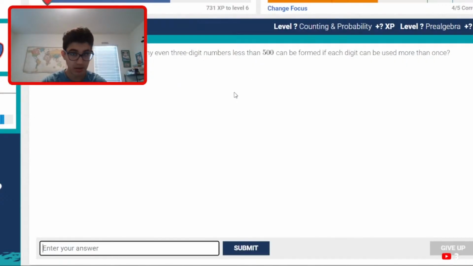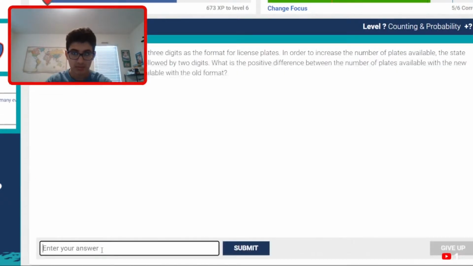So now we'll just look at counting independent events. Using the digits 1, 2, 3, 4, 5, how many even three-digit numbers less than 500 can be formed if each digit can be used more than once? So they have to be less than 500. So the first digit can be 1, 2, 3, or 4. That's four possibilities. The second digit can be anything, so there are five possible options for it. So times 5. Then the last digit, remember it has to be an even digit, so it can be 2 or 4. That's two options. So if you multiply it all, you get 40.